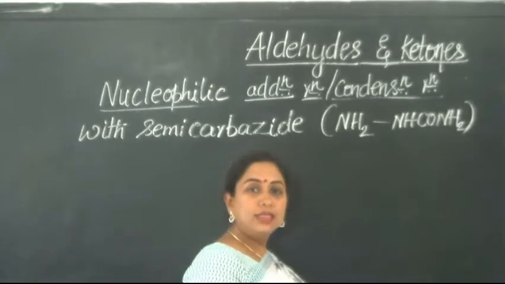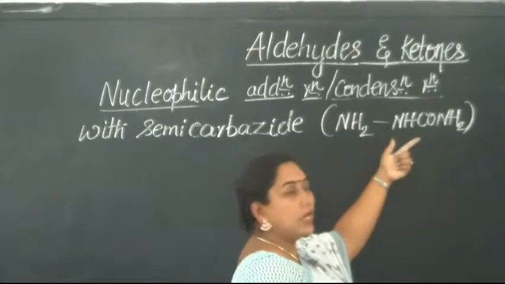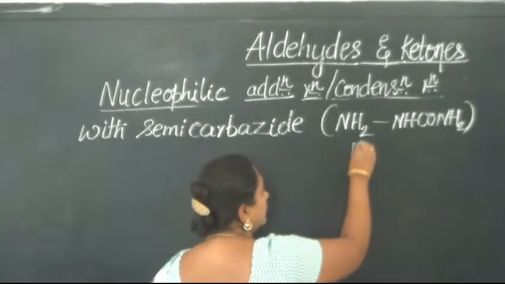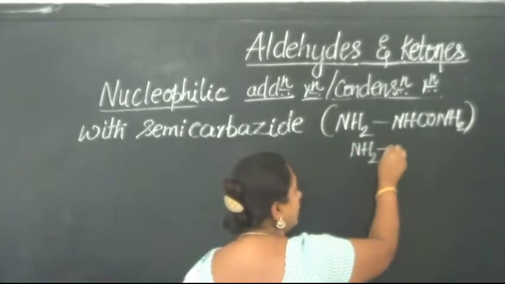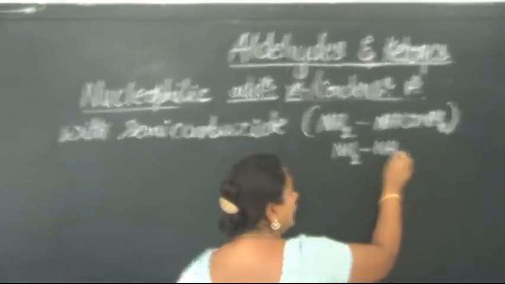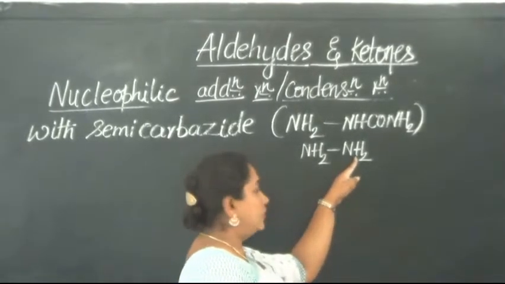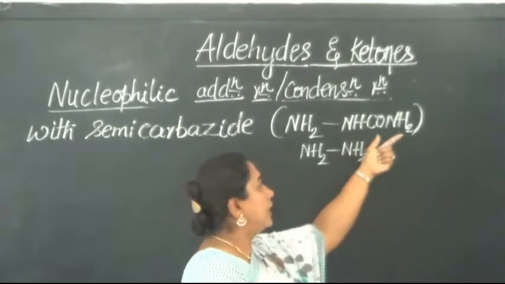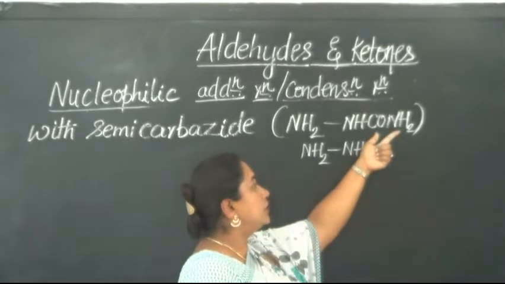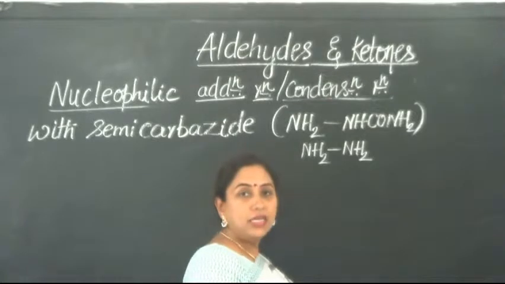They form corresponding semicarbazones. Now first let us have a look at how a semicarbazide is obtained. It is also obtained from hydrazine. For the sake of easy remembrance, I am giving you these tips. NH2-NH2 is hydrazine. One hydrogen from this NH2 is substituted by the amide group. CONH2 is the amide group. So when it is substituted by the amide group, the compound gets the name semicarbazide.